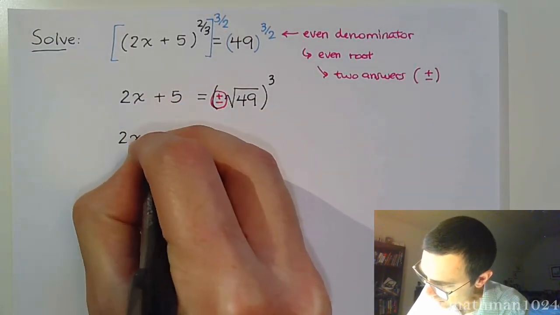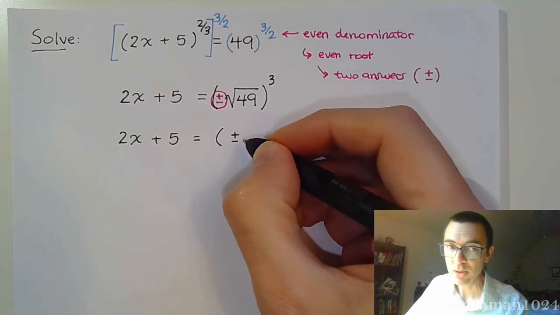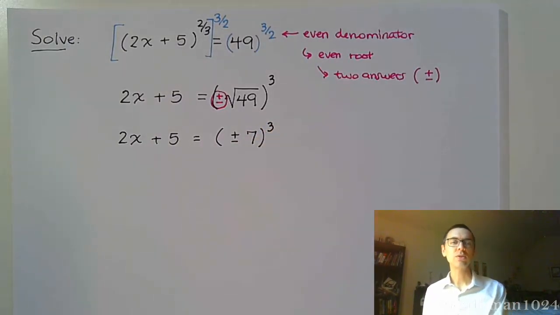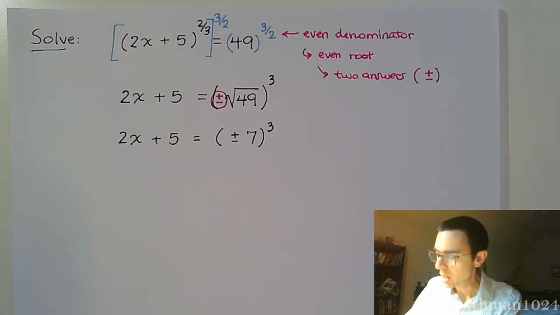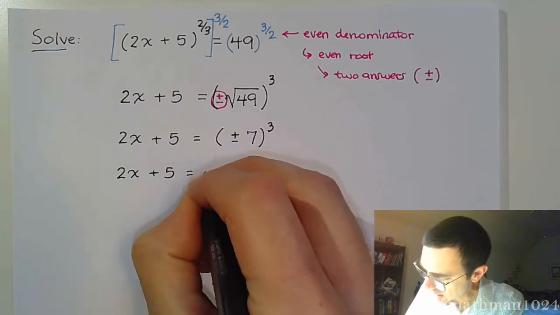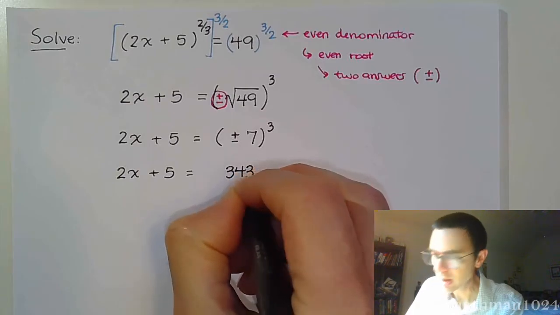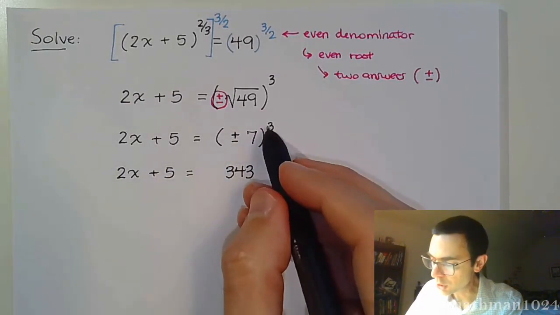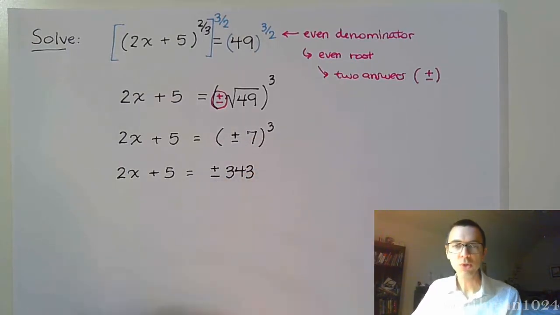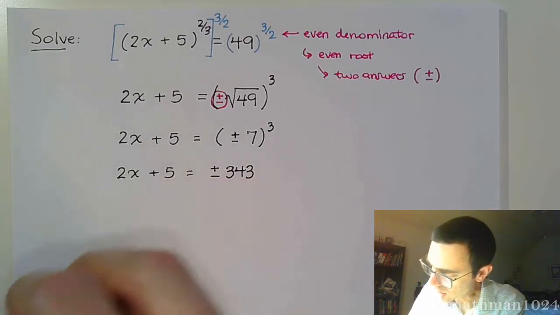All right. So 2x plus 5 is equal to plus or minus, the square root of 49 is 7, raised to the third power. If you look at the list of powers, we will find that 7 to the third is 343. Now, if you cube a positive, you get a positive. If you cube a negative, you also get a negative. So we still have the plus or minus showing up here. And now we just finish solving this for x.